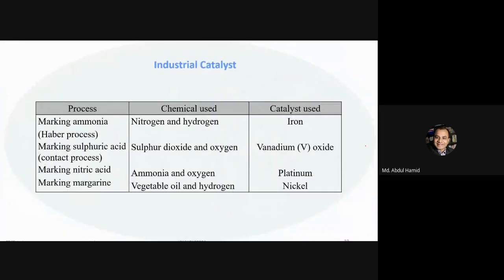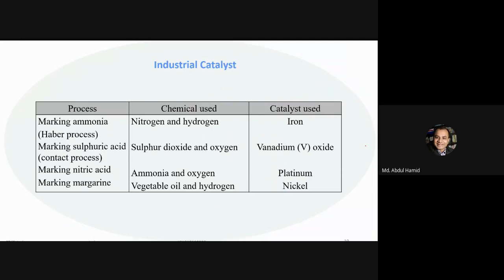So industrial catalysts you have to study in your whole course. Actually, ammonia making you have studied, right? And iron is the catalyst. In ammonia making we use nitrogen and hydrogen to react and make ammonia, and iron is the catalyst. This is the Haber process. In sulfuric acid manufacturing, the contact process, we use sulfur dioxide and oxygen, with vanadium pentoxide. This is a compound of a transition metal, right? But the first one was a transition metal only.